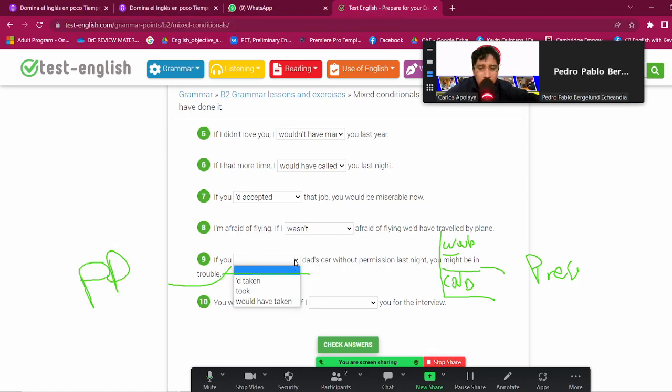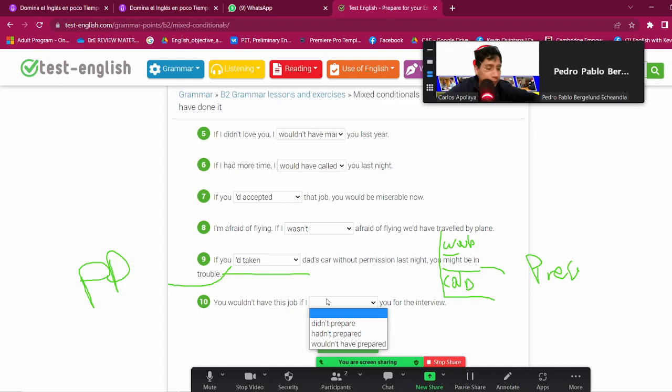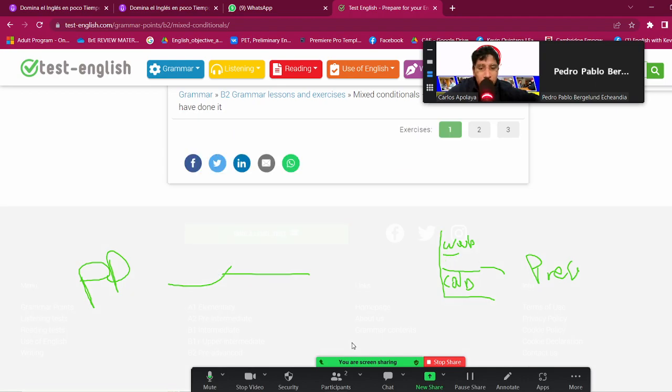So what is the answer? If you had taken that car without permission last night. Yes, you had taken. And this one, you wouldn't have this job if I didn't prepare you for the interview. Is that if I hadn't prepared you for the interview? Okay, hadn't prepared. Pretty good. Check the answers.